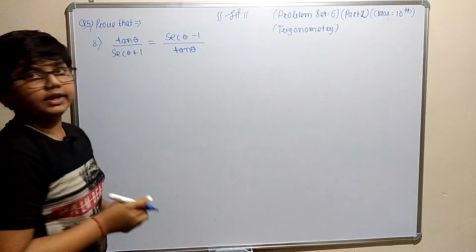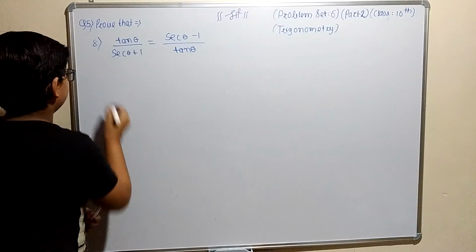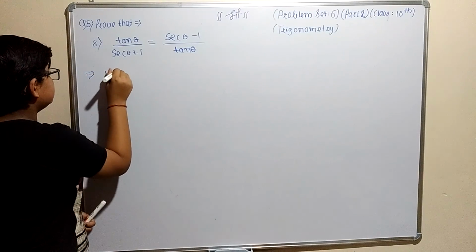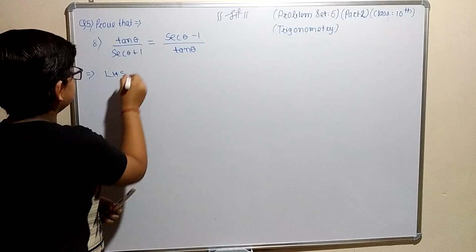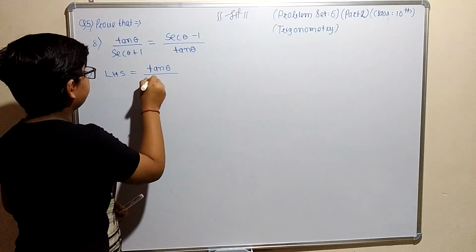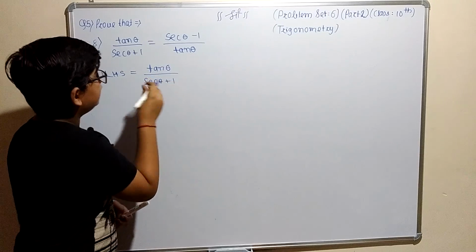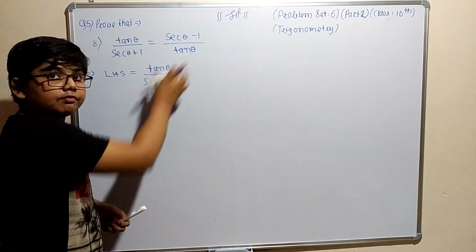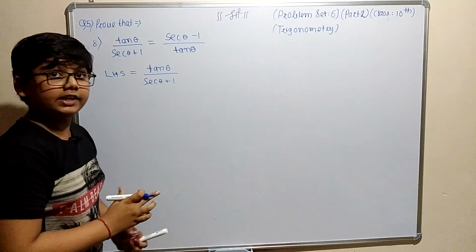This is our question number 8. Now we will try proving it. Now what is LHS? LHS is tan theta divided by sec theta plus 1. Now if we concentrate on RHS over here, we must solve for LHS only, not for RHS.